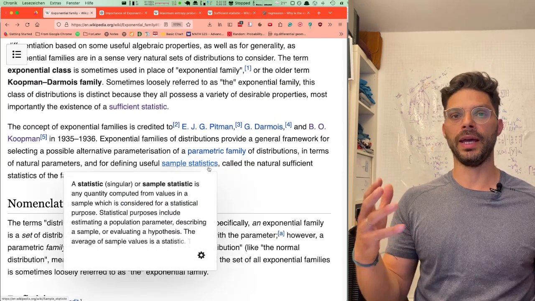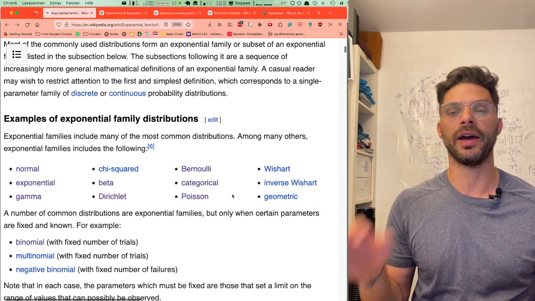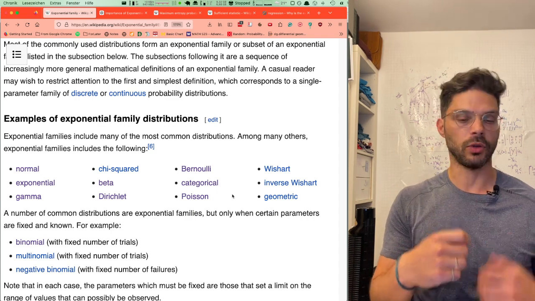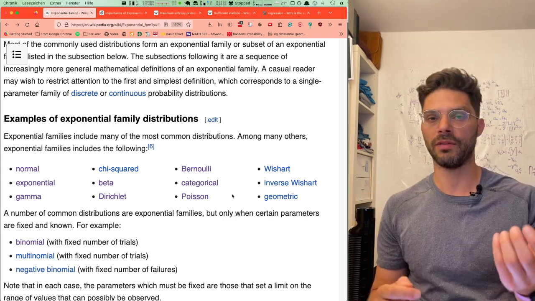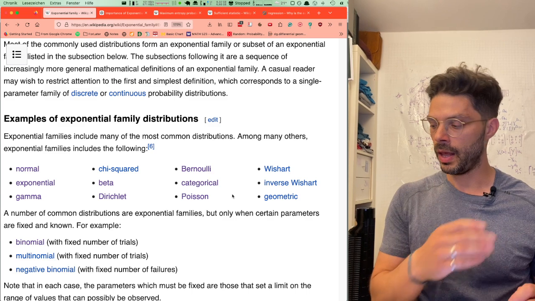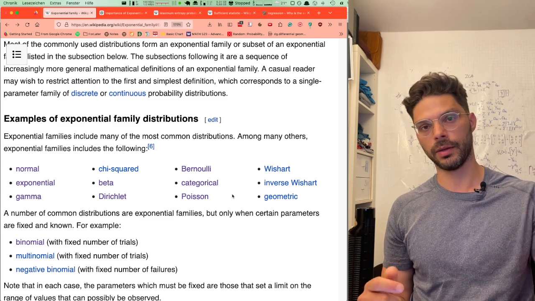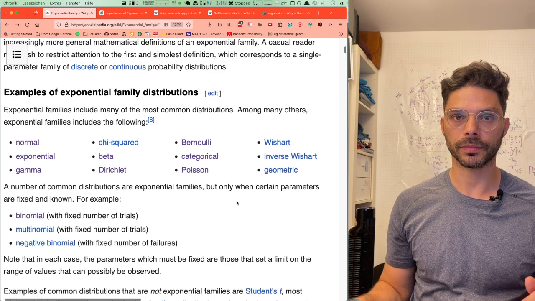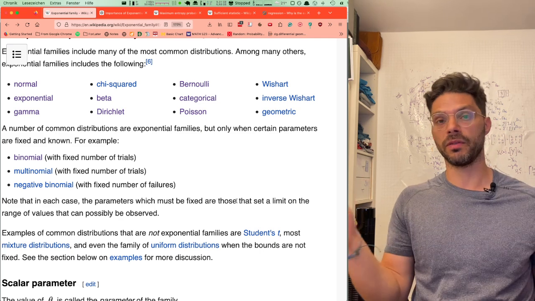Basically, the domain can't depend on the parameters. So what do I mean by that? Let's just consider the binomial. The binomial distribution, you can think of it as the probability of getting a certain number of heads, if you have a coin with head probability p and a certain number of trials. So you have two parameters: the head probability of the coin, and the number of trials. And now you want to know the probability of getting a certain number of heads.